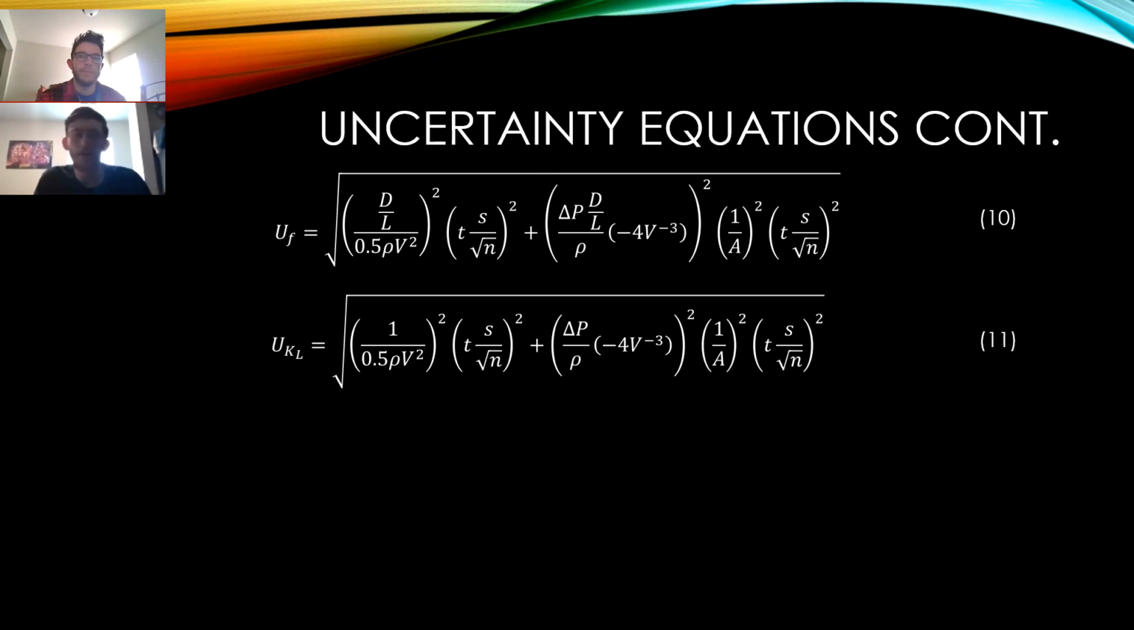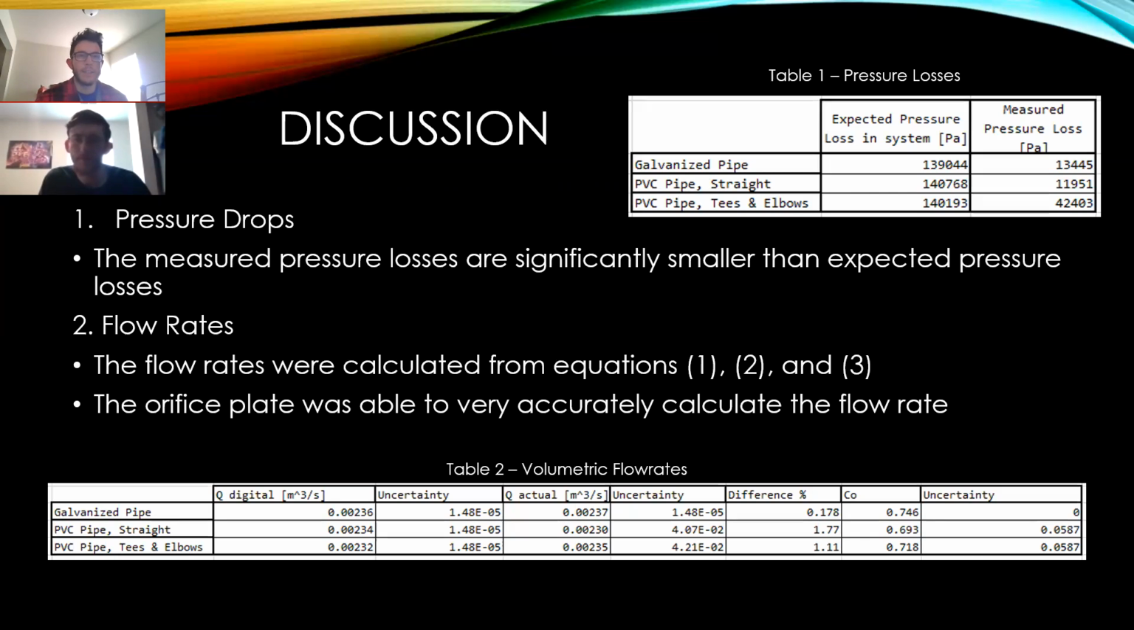Yeah, so the uncertainty in both the friction factor and the loss coefficient are both dependent on the differential pressure as well as the velocity term, which is a function of Q over A. The only other variable that was changing was Q. As you can see in these uncertainty equations, that's what we used, dependent on the delta P and the Q. Now it'll be back to Cameron to start to talk about the discussion. Thanks, JT.